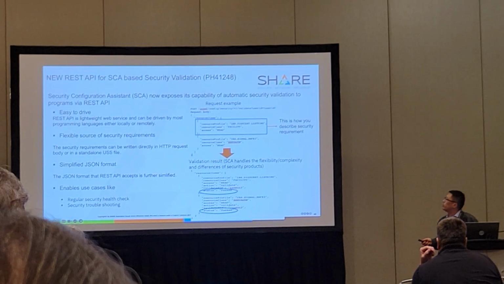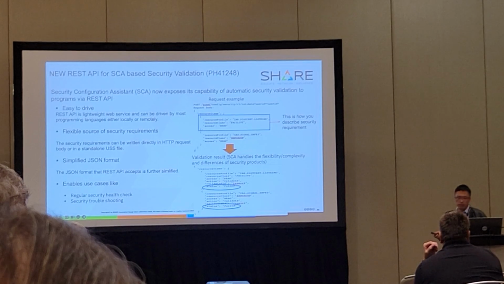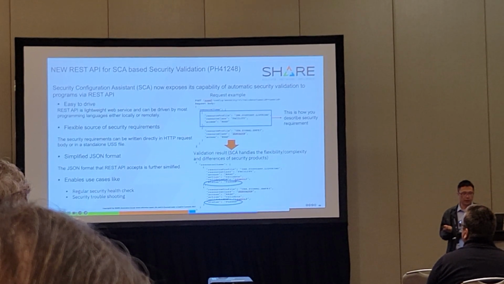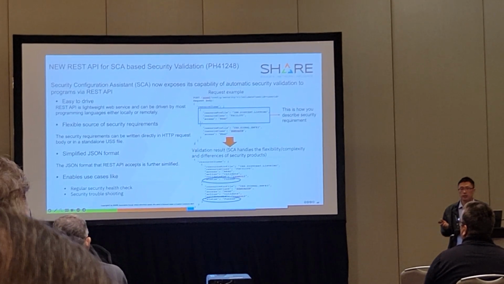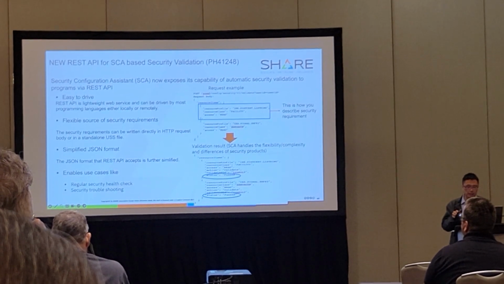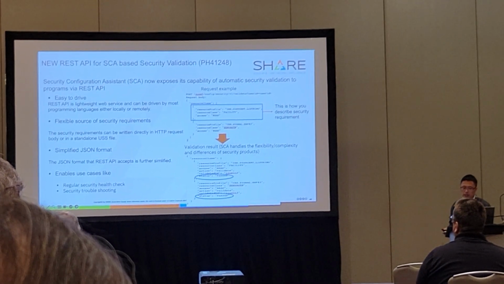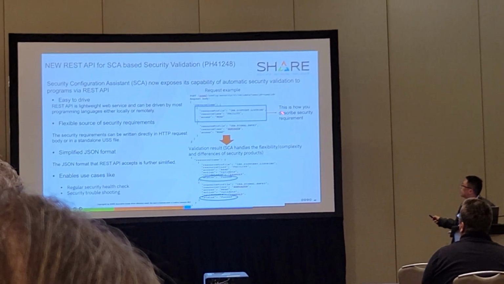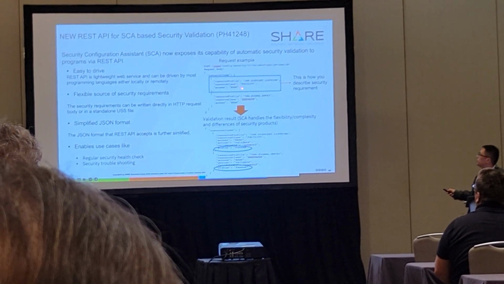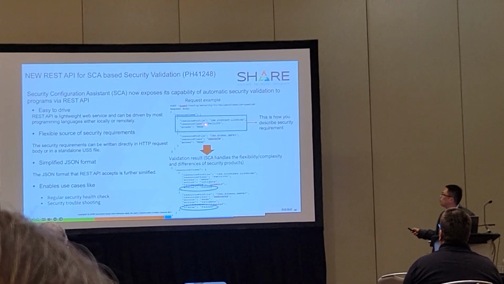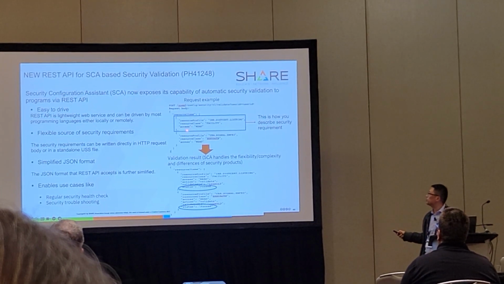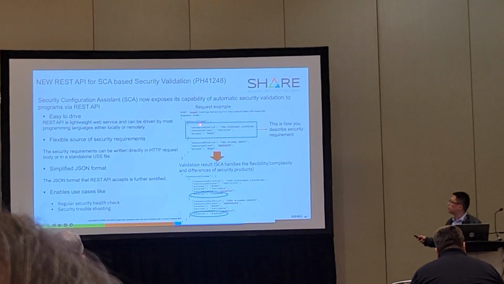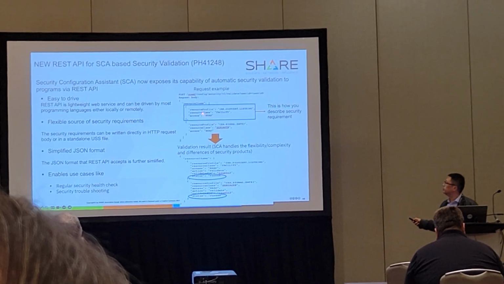Next is about our REST API for SCA-based capability. So the first thing is about security validation I mentioned earlier, right? So now you can also use REST API to drive this SCA capability. So basically what you need to do is just to describe your security requirements like this. It's pretty simple. Just tell us what resource profile and what condition you would like to define as a security requirement. So this is all you need to provide.